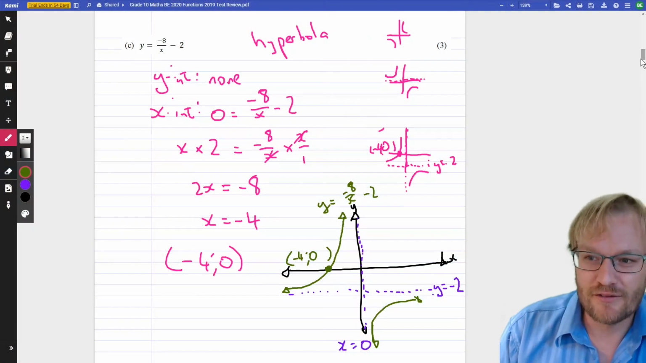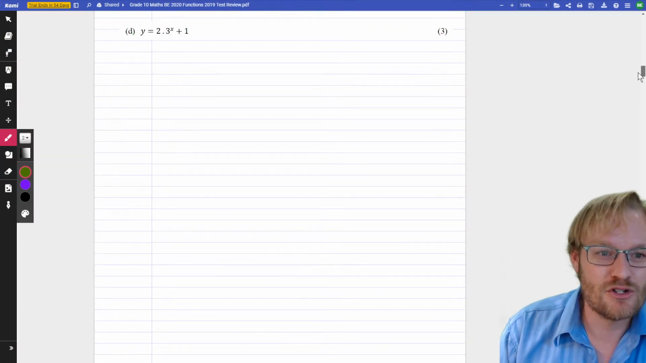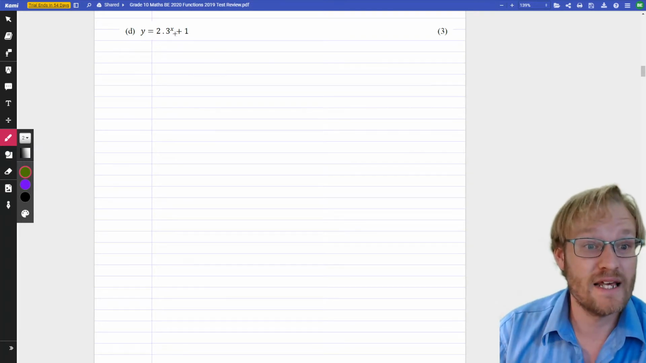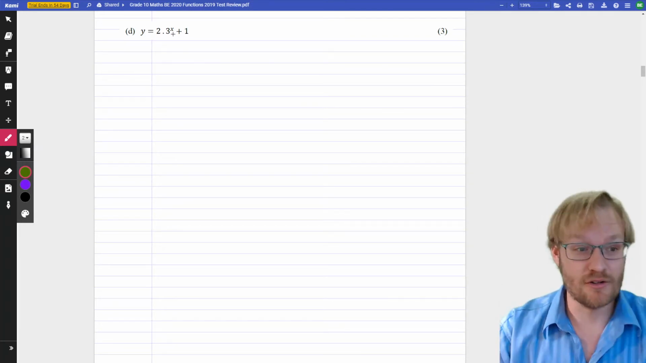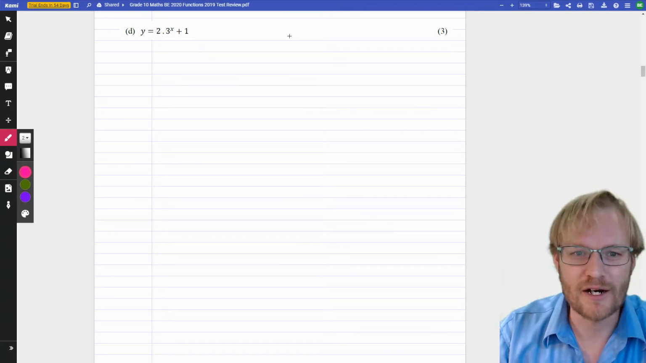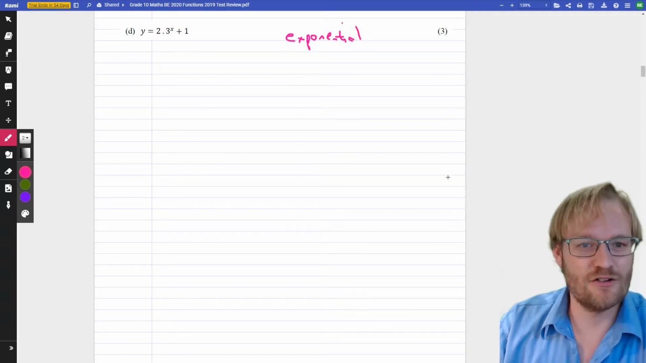Okay, so we were finishing off with a hyperbola in the last one, and this one we're expecting to maybe get an exponential, but let's see what they give us. So we've finished with that question. We're going to scroll down. Y equals 2 times 3 to the x plus 1. Where is the x sitting? In the exponent. Hence, I was enjoying this bright pink here. Exponential is what it was. So it's an exponential function.